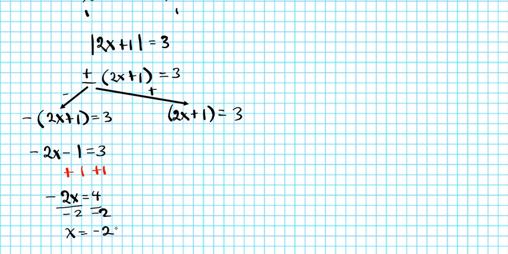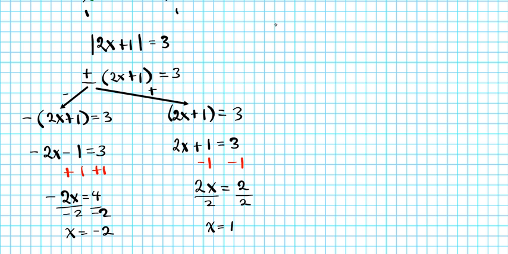Now moving along, on the right side, to solve this one, we can drop the parentheses since there are no numbers in front, so 2x plus 1 equals 3. To solve this one, you're just going to subtract 1 and divide by 2. So subtract 1. That gives us 2x equals 2. And then divide by 2. And then that gives us x equals 1. And there goes your final answer.